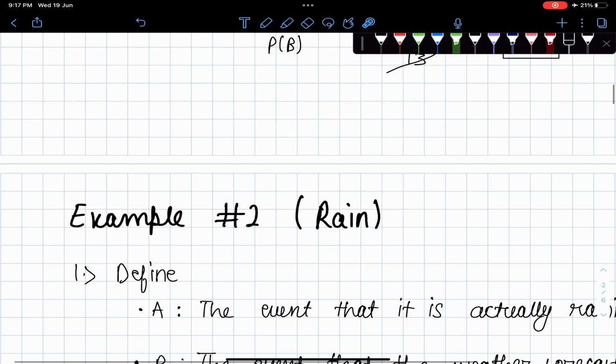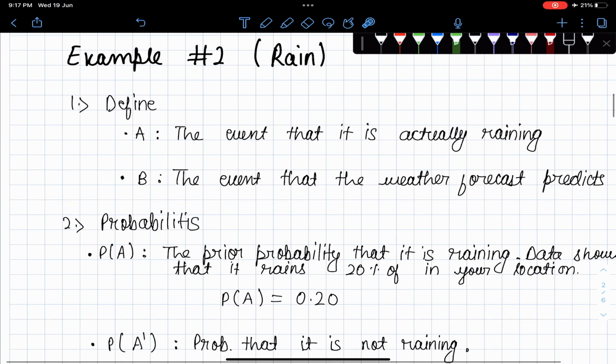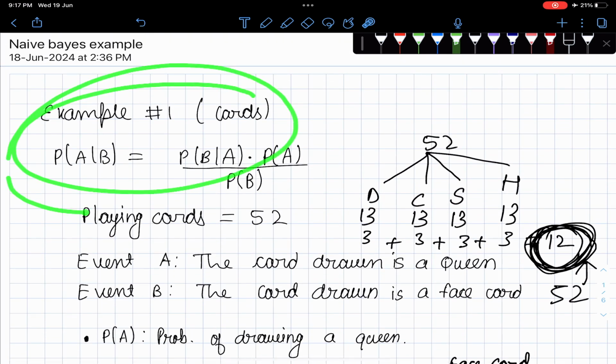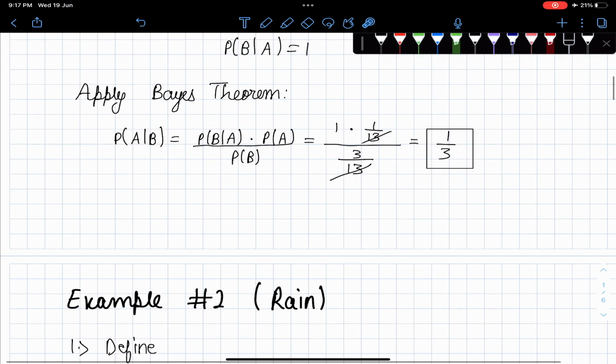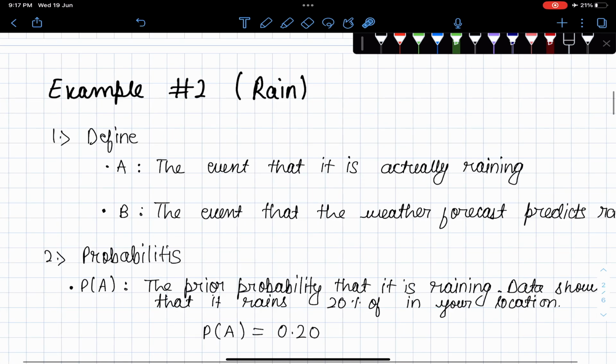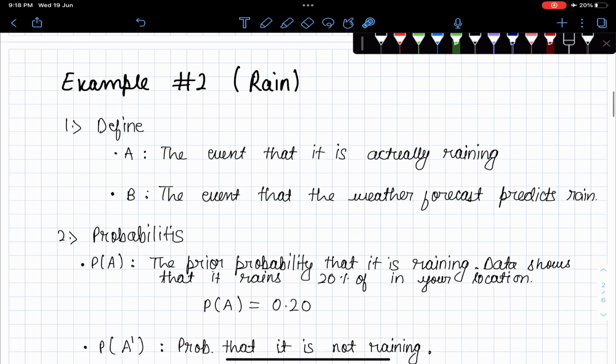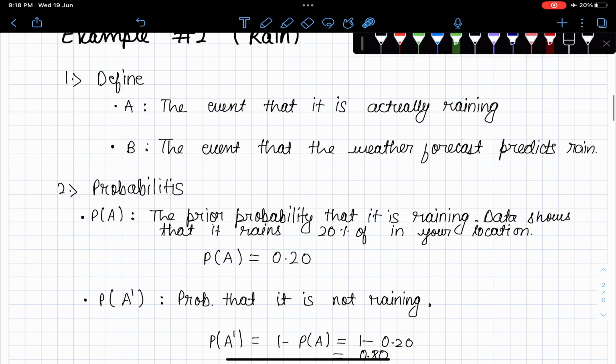Now we have another probability example where we have some conditions also. This is the basic, the classical example for explaining the probability. Now we have another one, the rain. This is the interesting one. Let's see. Now we have to define the problem: what do we have to find? In the second example we're talking about rain, in which we have two events. Event A says that it is actually raining.